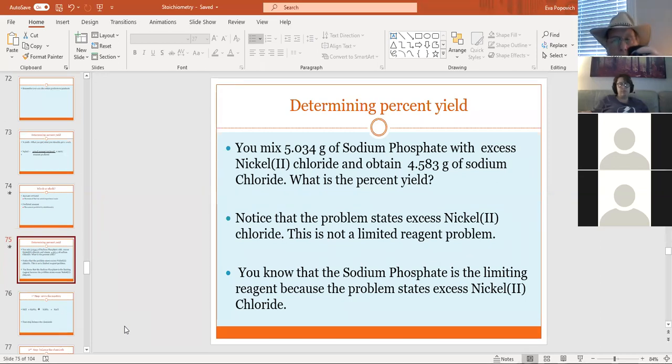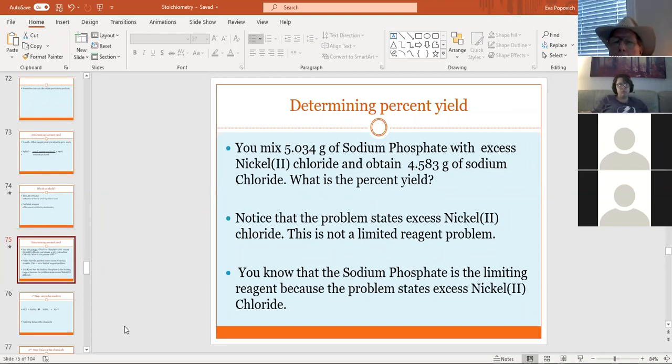That's the product. How did I get the product? I actually mixed 5.034 grams of sodium phosphate with excess nickel chloride, and I did this experimentally, and I ended up with 4.583 grams of sodium chloride. Fair enough? Yes, fair enough.